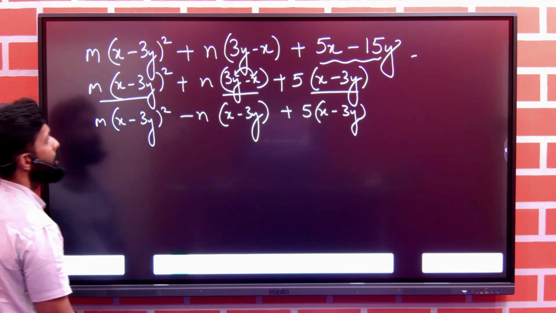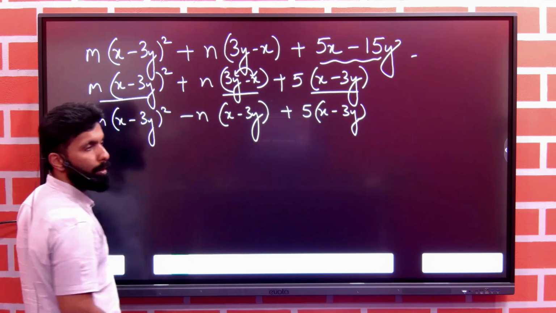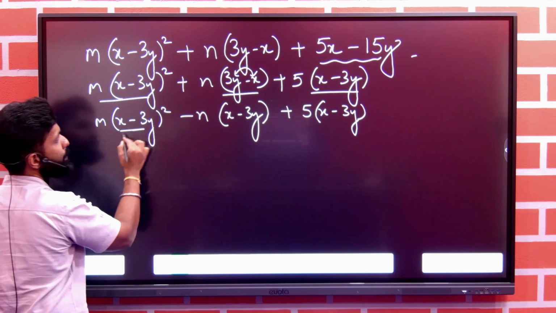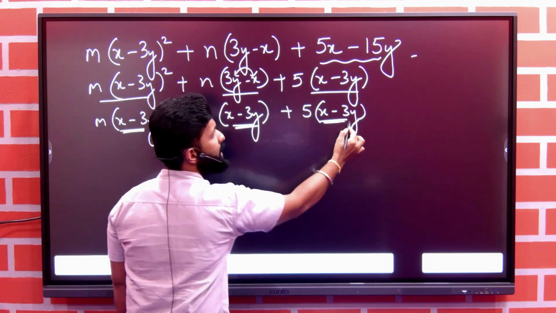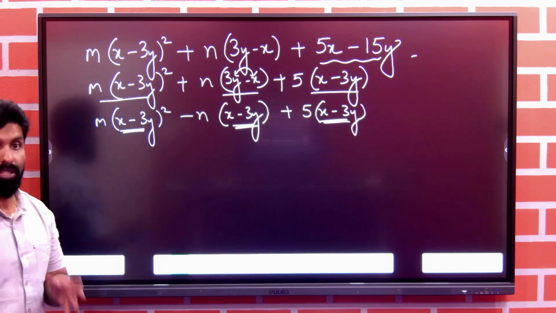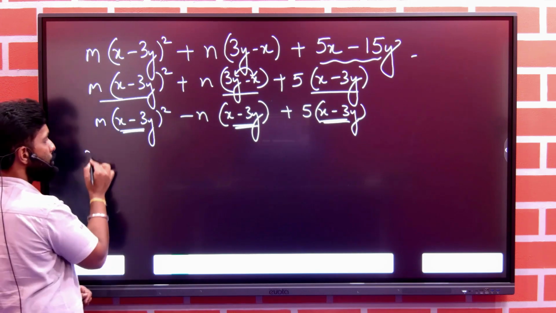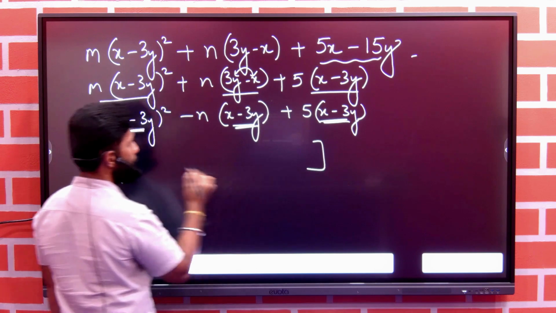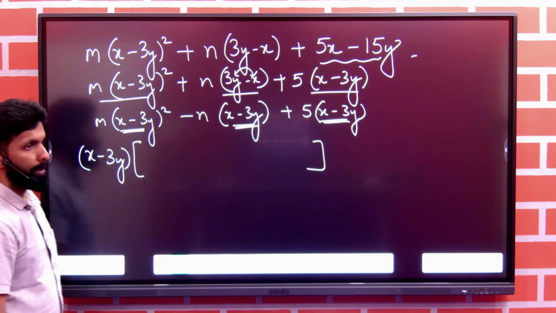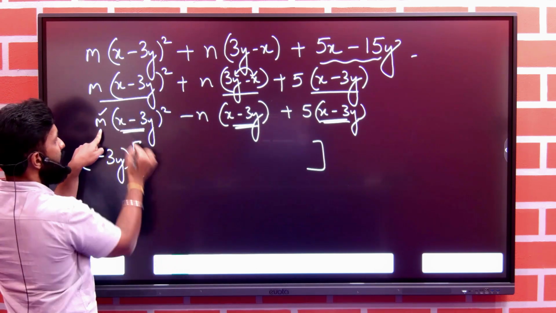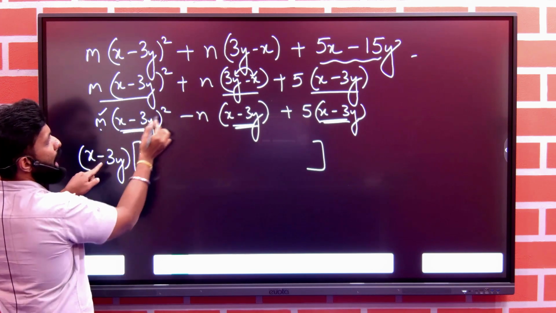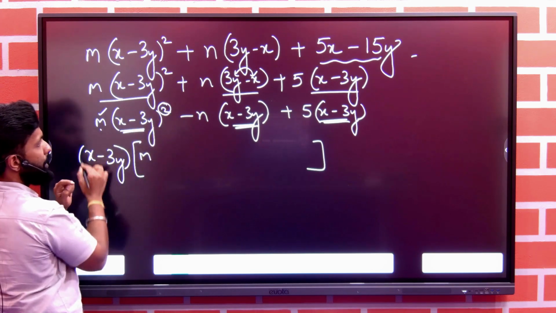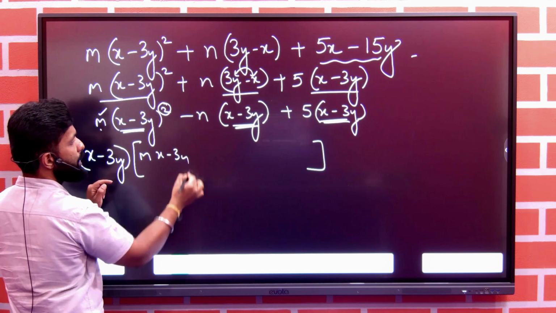Understand? Okay. So now from all the 3 terms, I can see that x minus 3y, x minus 3y, x minus 3y. So I can see that term is common, right? So I remove x minus 3y common. I open a huge bracket comfortably. Now what's remaining here? m. So I write m. Out of the square, 1 term has been removed. So what's remaining here? x minus 3y.